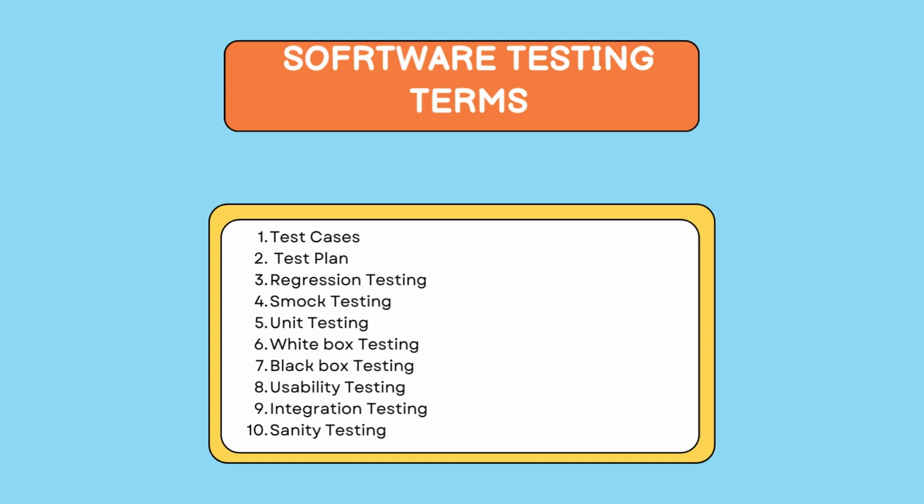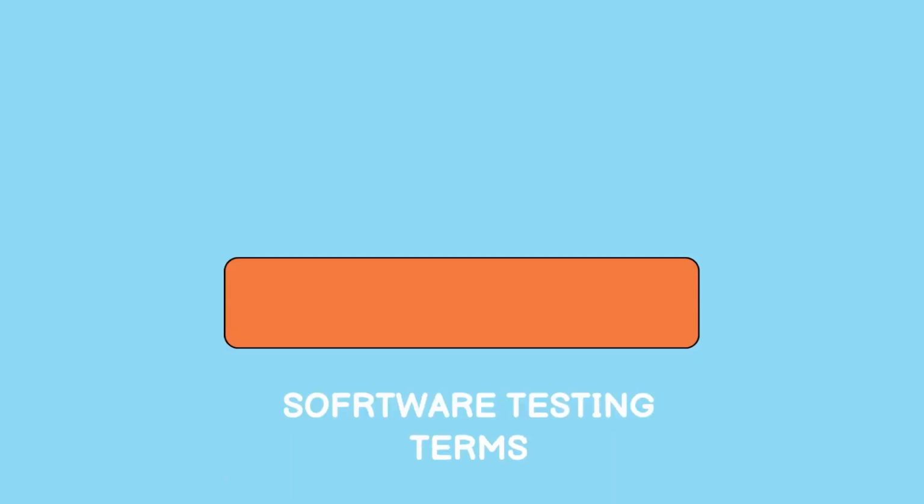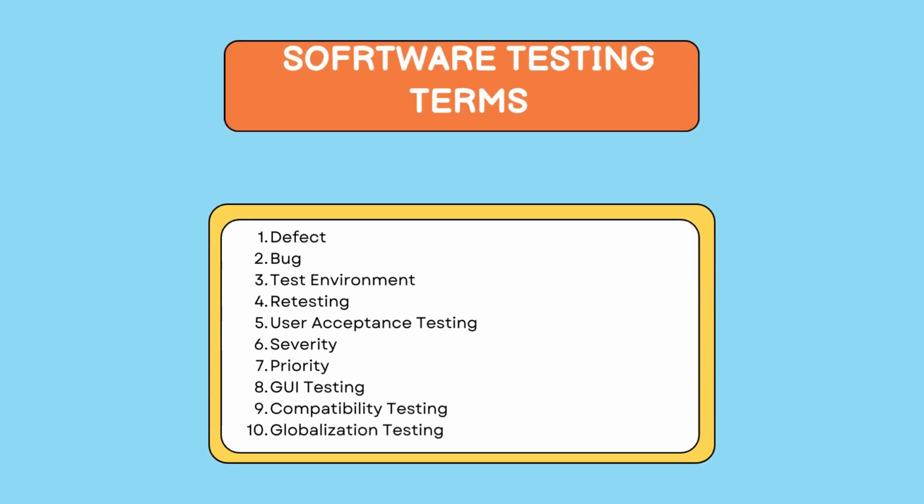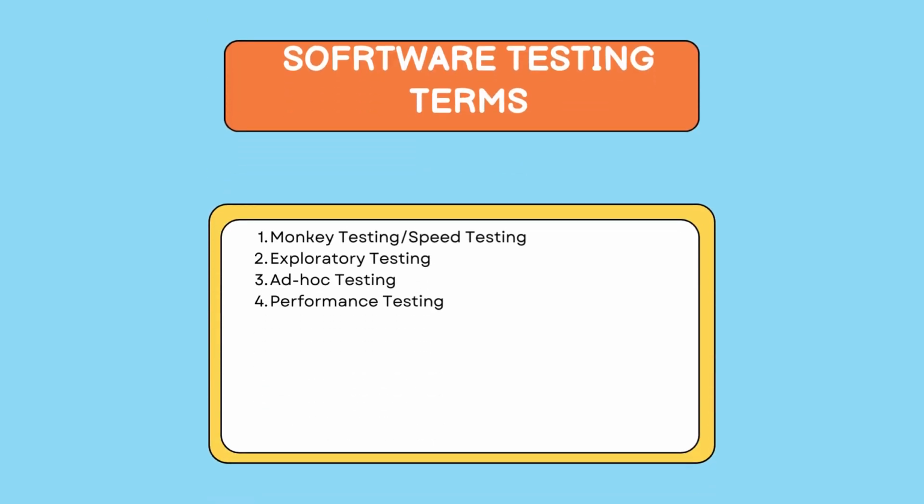Then we will see what is whitebox testing and blackbox testing, what is usability testing, integration testing, sanity testing, as well as concepts such as defects, bugs, test environment, retesting, user acceptance testing. We will learn about the severity and priority. Then what is graphical user interface, that is GUI testing, compatibility testing, globalization testing. Additionally, we will cover testing terminologies like monkey testing, exploratory testing, Adhoc testing, and at last we will see what is performance testing.